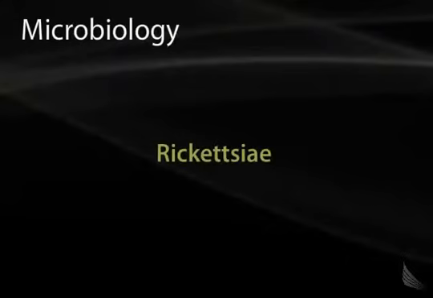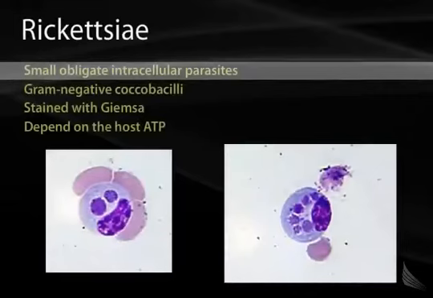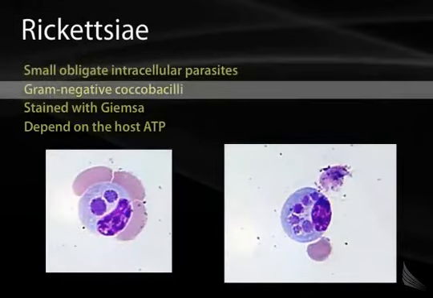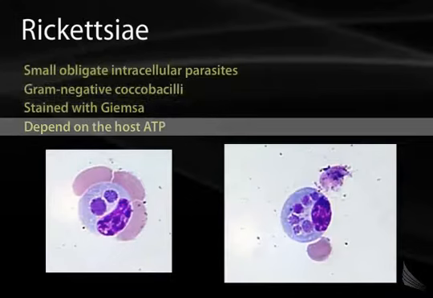Welcome back to Falcon Physician Review's online review for the USMLE Step 1. This is Microbiology Module 24, and we're going to talk about rickettsial disease. Rickettsiae are small, obligate intracellular parasites. They're gram-negative coccobacilli, they're stained with Giemsa, and they depend on our host ATP, much like chlamydia.